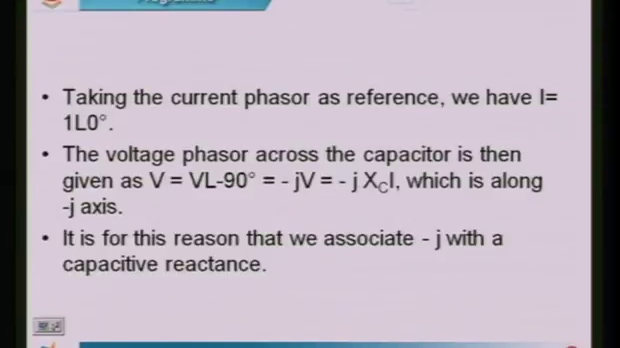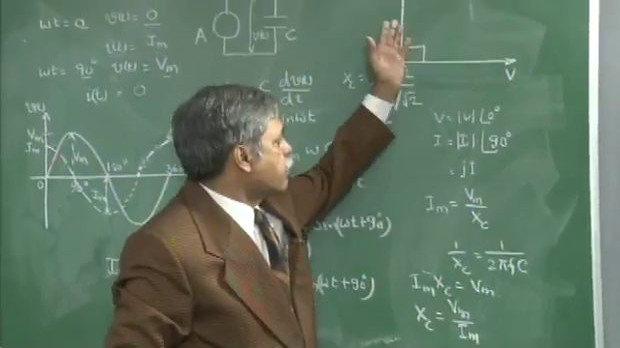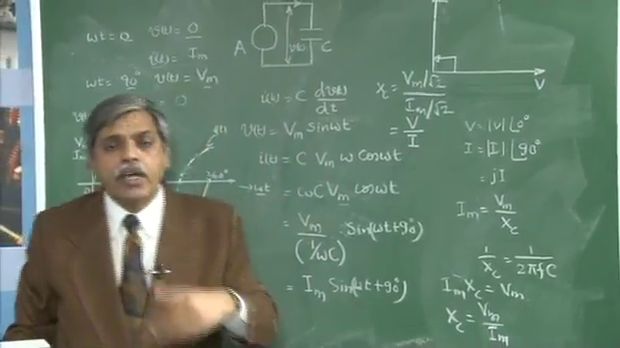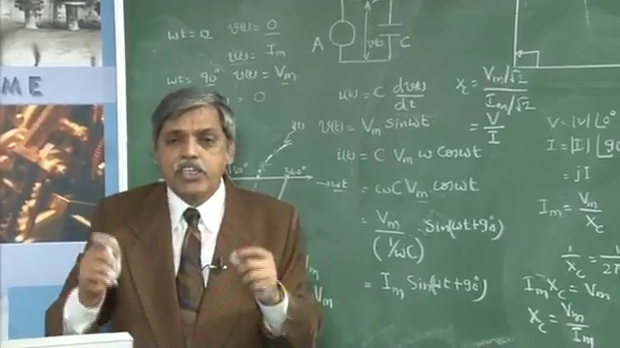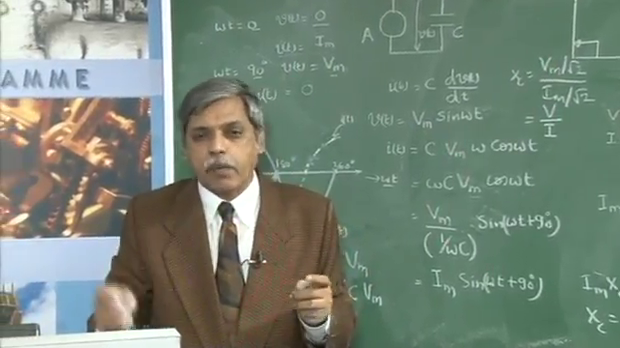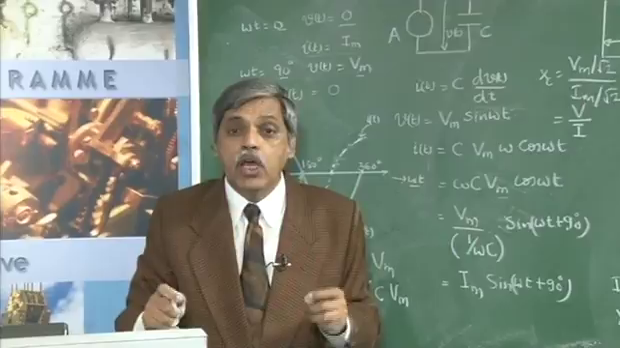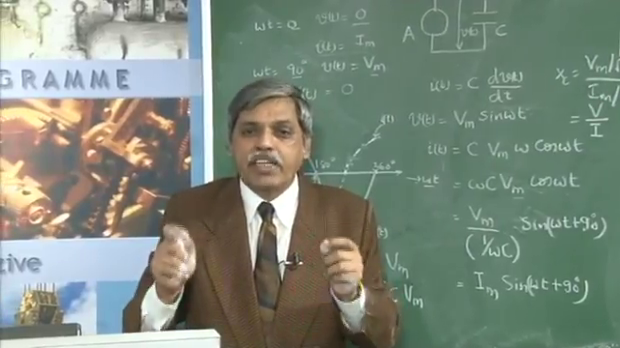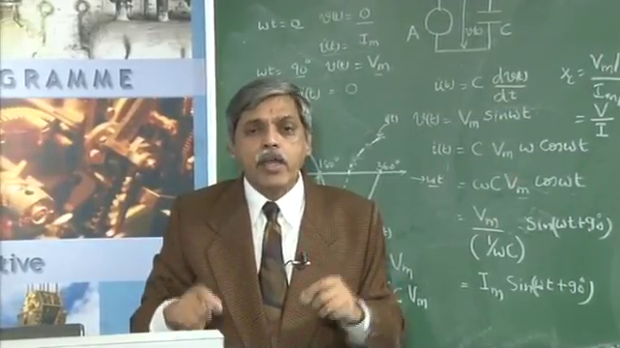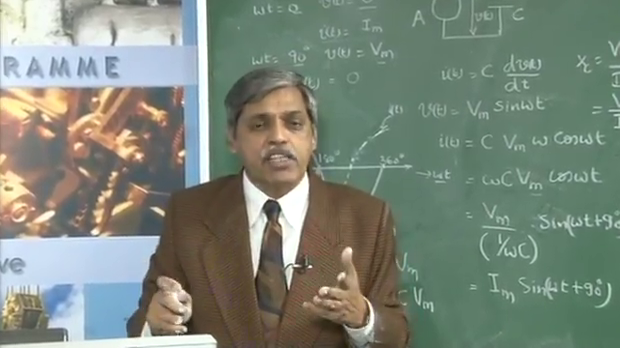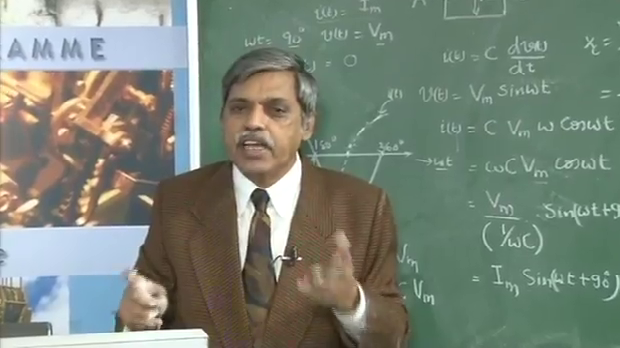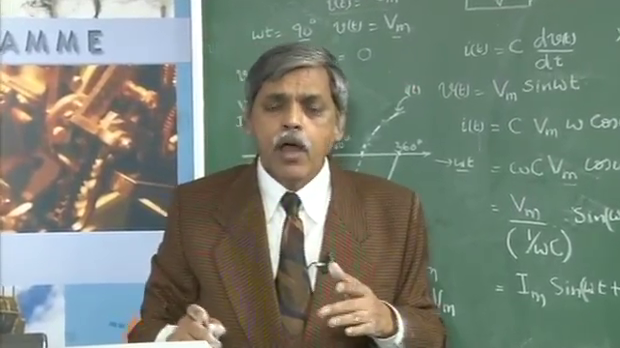Now, if I take the current phasor as a reference, you may ask why I sometimes take the voltage as a reference and sometimes the current. In the coming chapters you will see that when you have a combination of resistor, inductor, capacitor, or all three elements, you need to take a common vector as a reference. Depending on the interconnection of the elements, sometimes I take the voltage as reference, and for some circuits I take the current as reference.